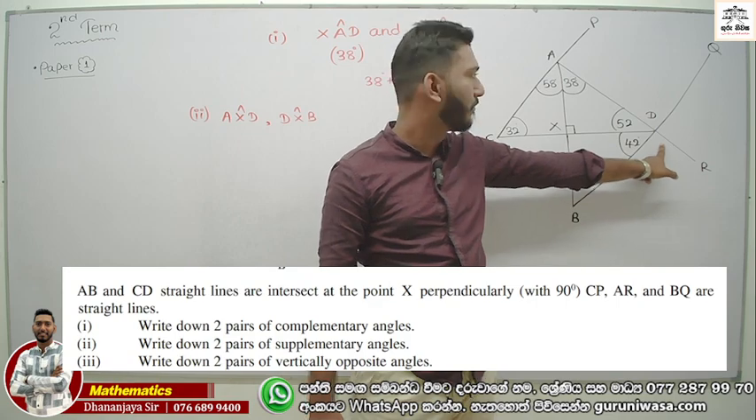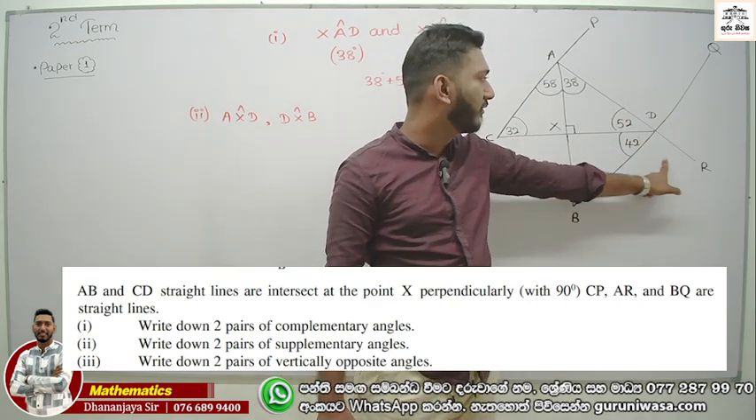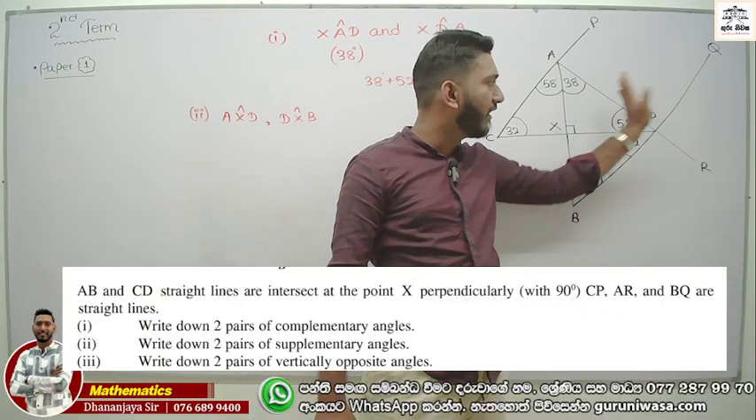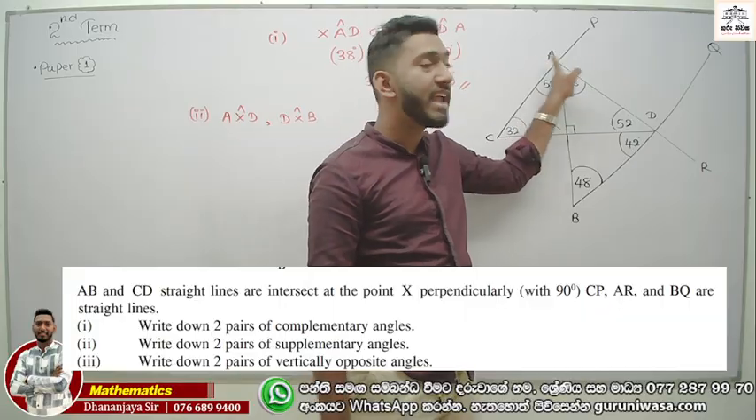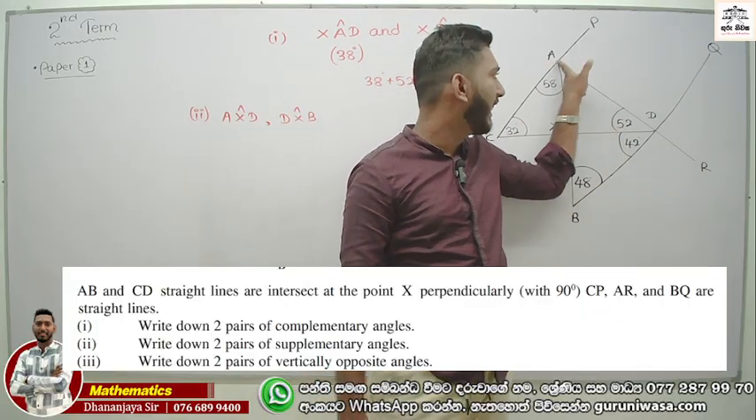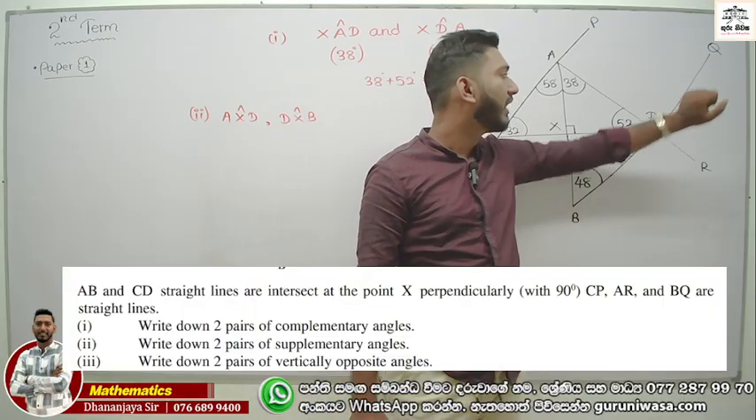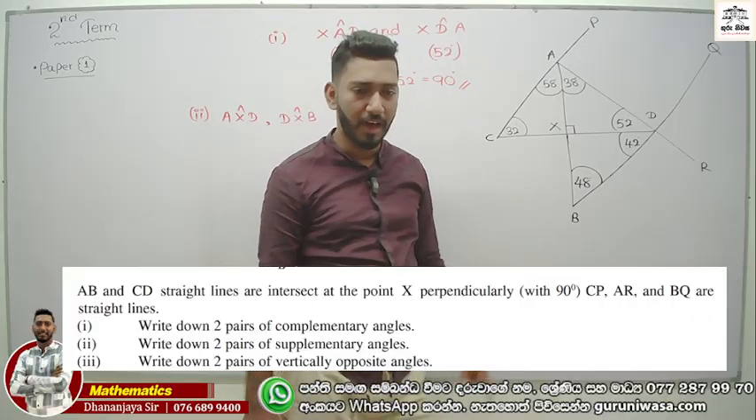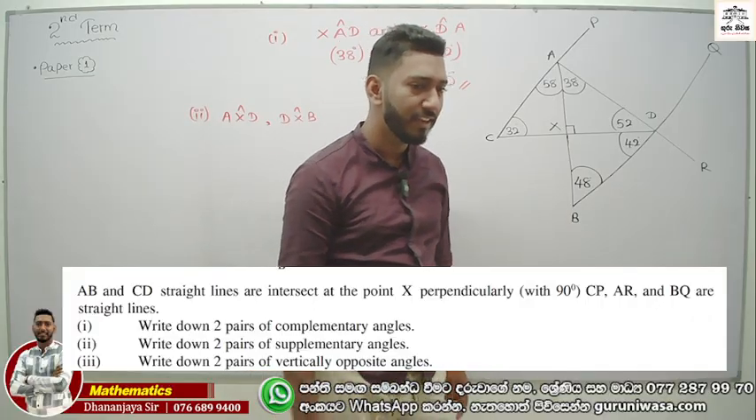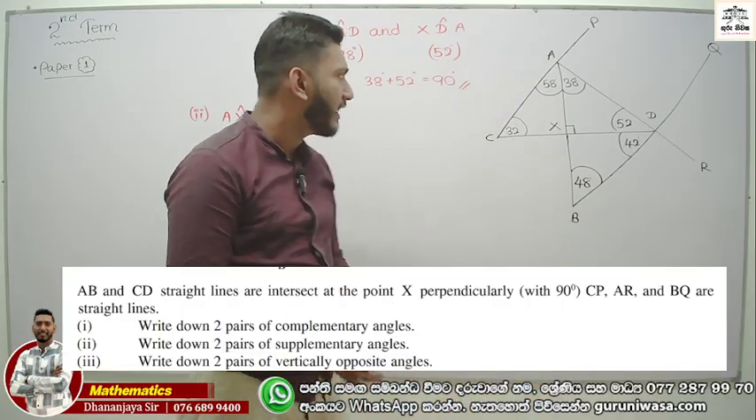Look at this. This one and this one are vertically opposite, and this one too. You can write the answers like that. ADQ, as well as RDB. Right. Imalka, can you tell me another answer?